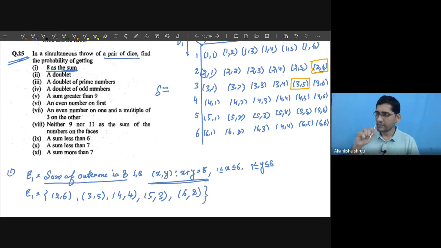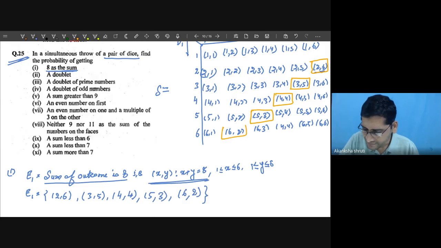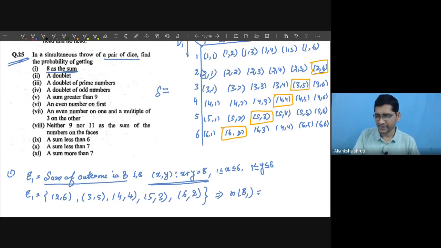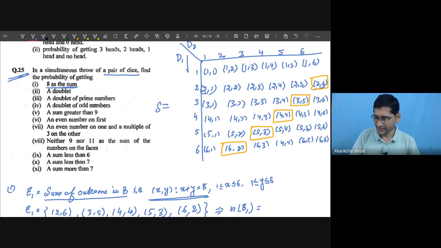So this member must be present in our sample space. So we may mark it like this one, this one, this one. So this way we are observing the number of elements in this event E1. How much is it? 1, 2, 3, 4, 5. Whatever we have marked in the sample space itself is the 5.